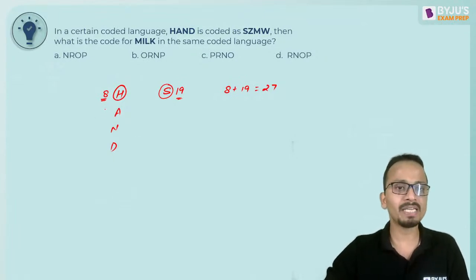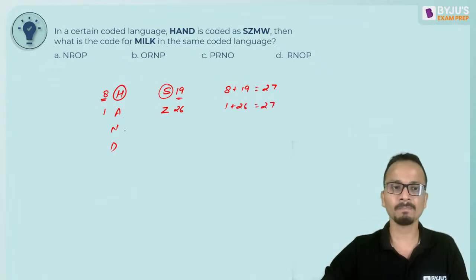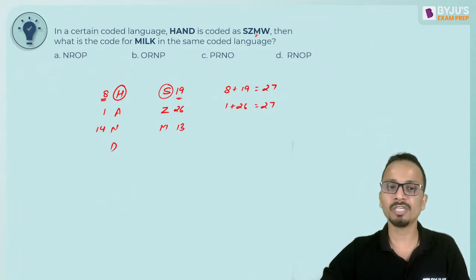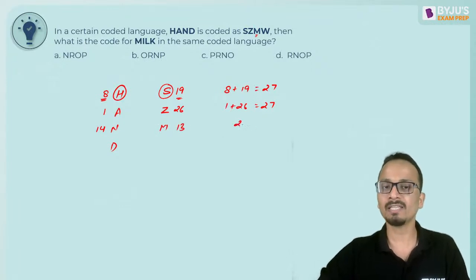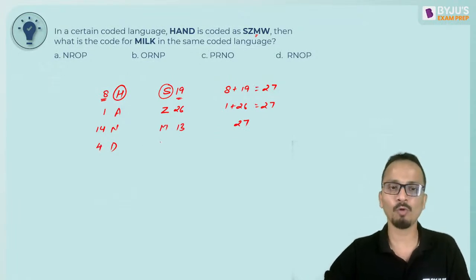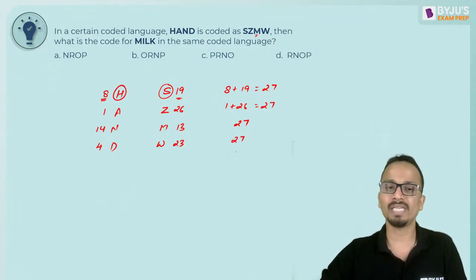So A from the beginning is 1, and the equivalent for Z is 26. So 1 plus 26 is equal to 27. N, the number equivalent for N is 14, and corresponding to this in the code I have M, whose number is 13. So 14 plus 13, again the sum is 27. And finally D's number equivalent from the beginning is 4, and W's is 23. So 4 plus 23 will also be 27.